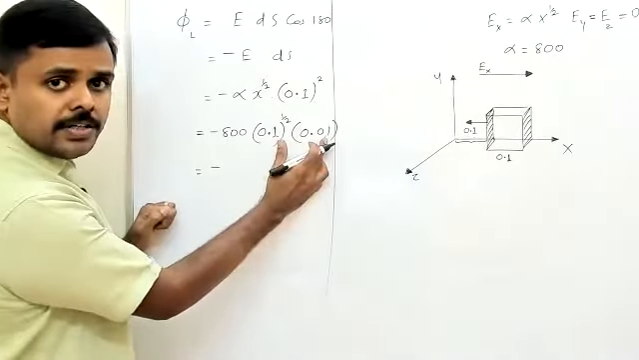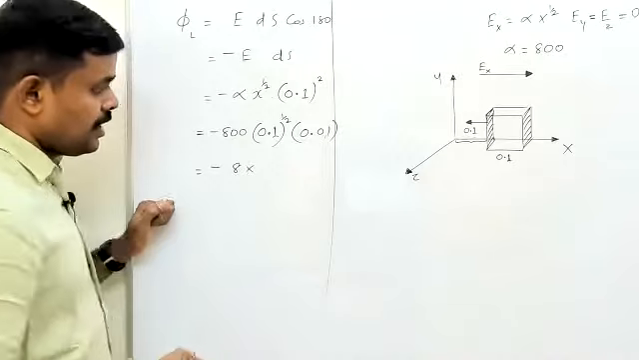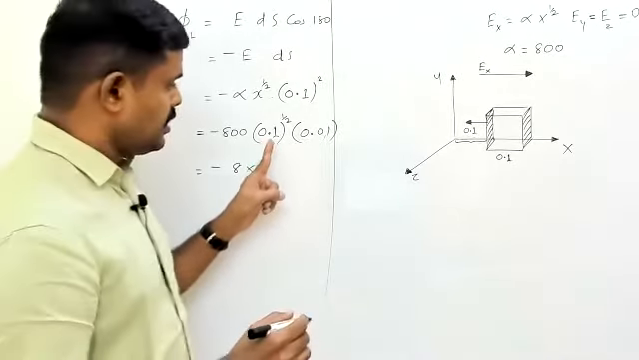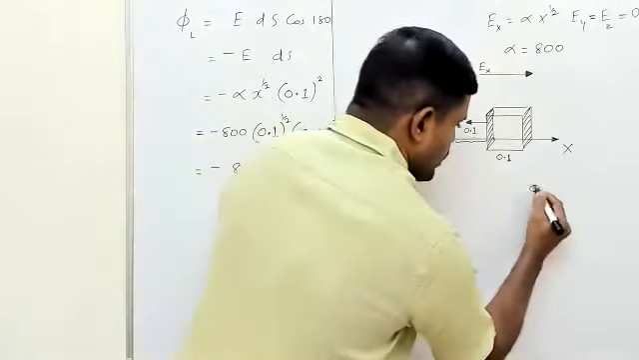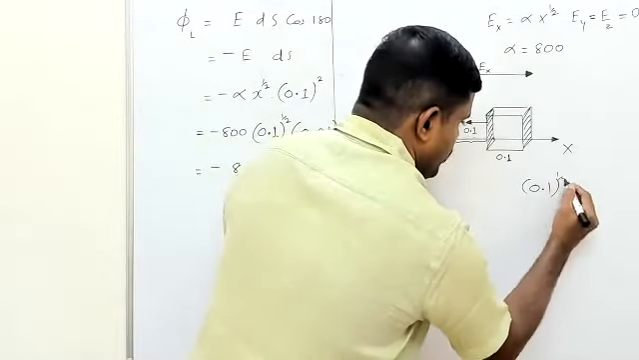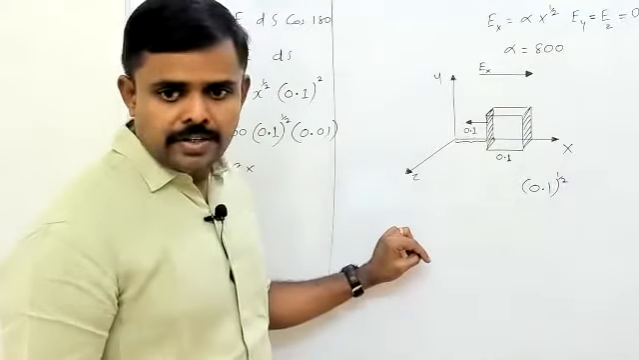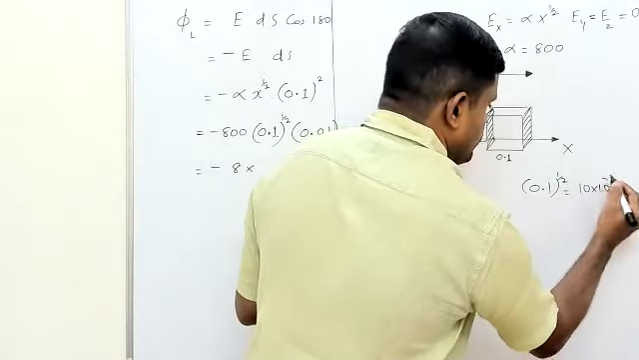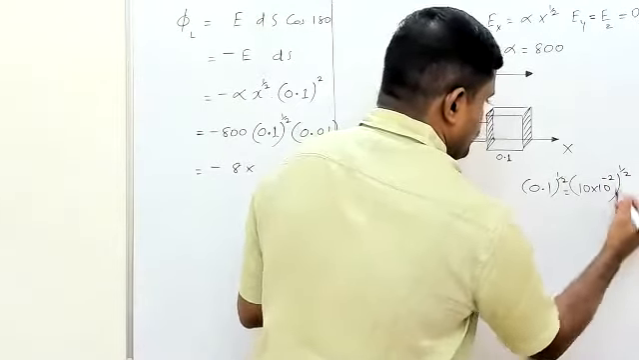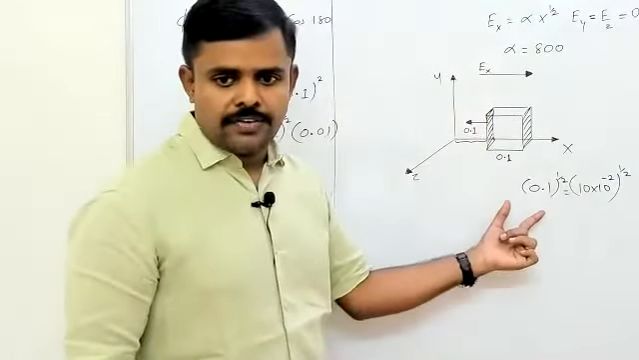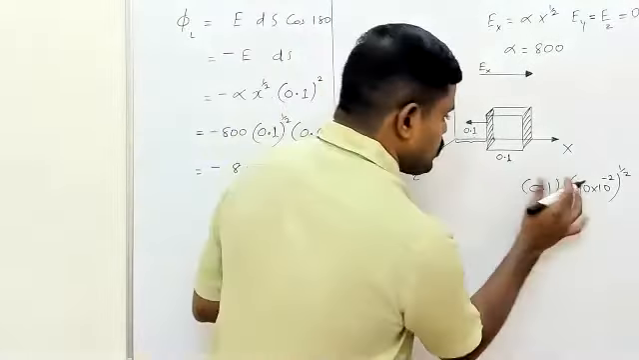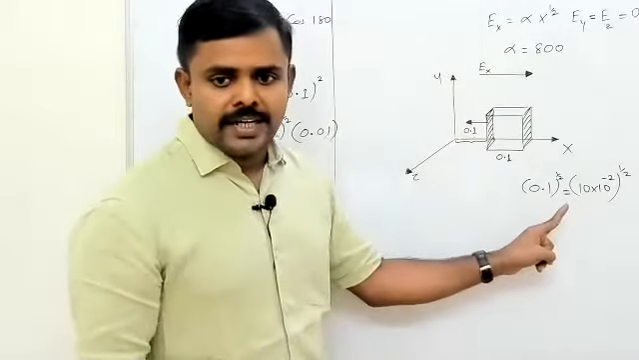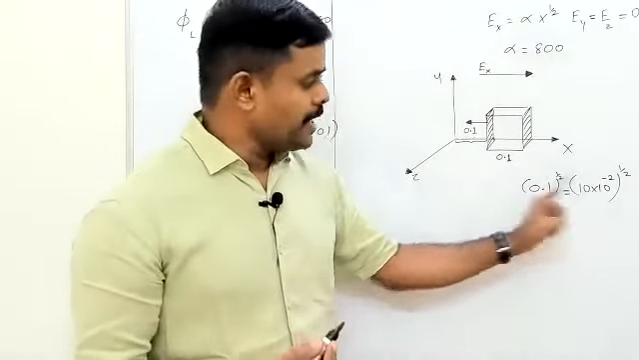800 into 0.01, two places down, will be 8 into, how do you take 0.1 raised to half? I'll tell you an easy way out. This is an age-old technique. It's not easy to take 0.1 raised to half, so instead you better write it as 10 into 10 power minus 2, raised to half.